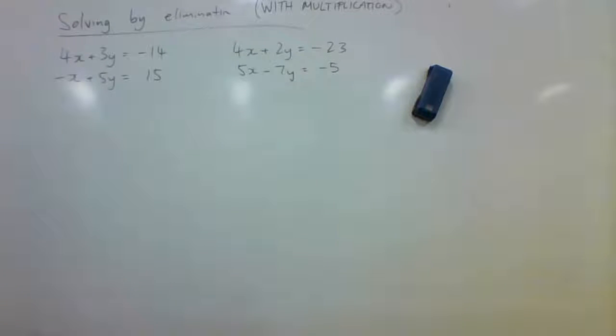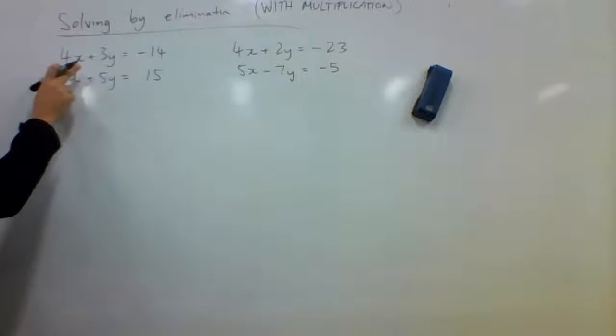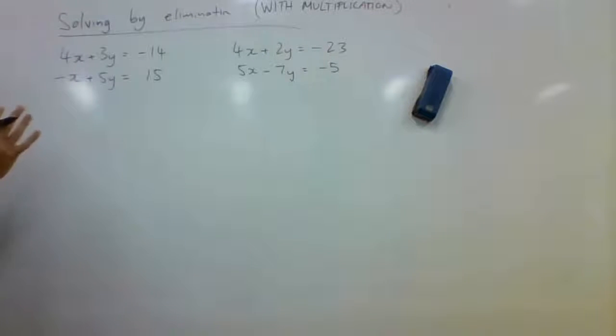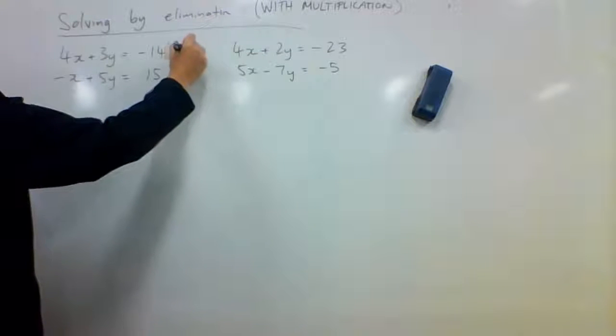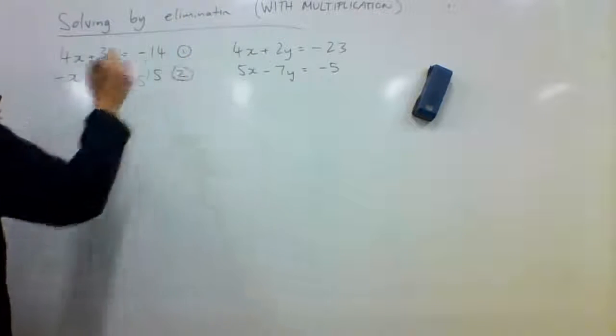Alright, I'm going to do some solving by elimination with multiplication involved. These simultaneous equations don't have any pairs that match up nicely, so I can't just add or subtract these equations. I need to actually do something else to them first. So first thing I'm going to do is just label each of these. I'm going to call this equation 1 and I'll call that equation 2.